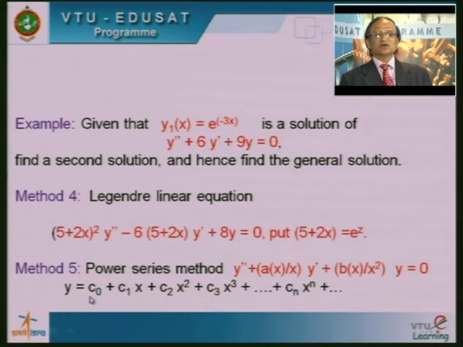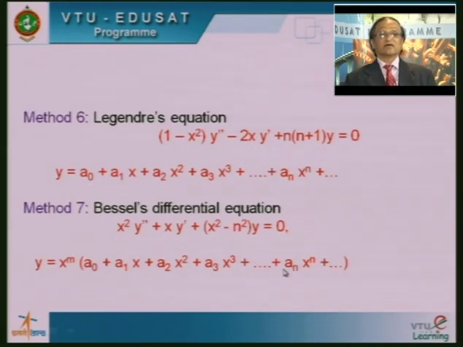y is equal to, I can assume, c naught plus c1 into x plus c2 into x square plus c3 into x to the power 3 plus so on, plus cn x raised to n plus so on. Is it clear? By assuming this form, I can find the solution of this differential equation. And one more method is method number 6, which you may call the Legendre equation.